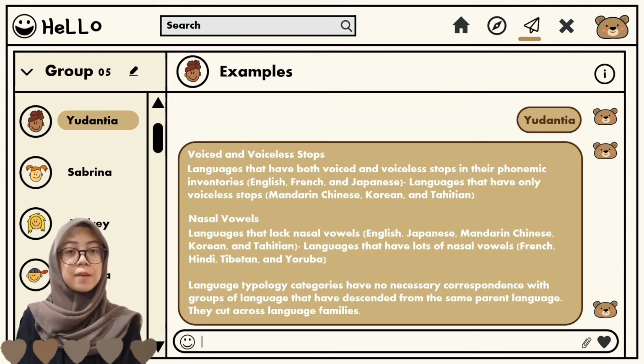There are 5 types of language typology. They are analytic, agglutinative, inflective, incorporative, and infixing. But we would like to explain two of them. They are analytic and agglutinative.